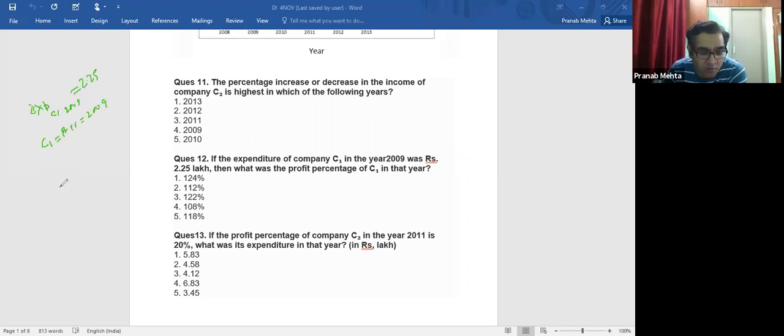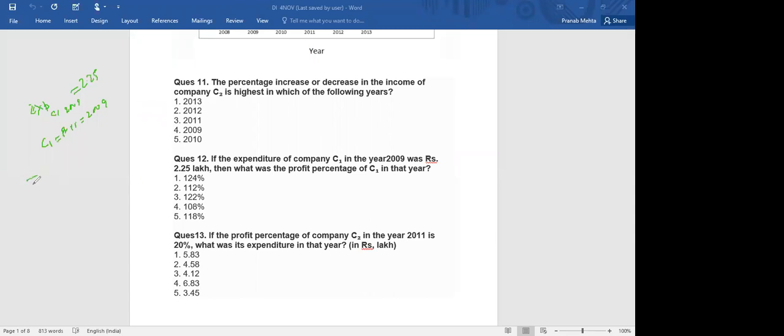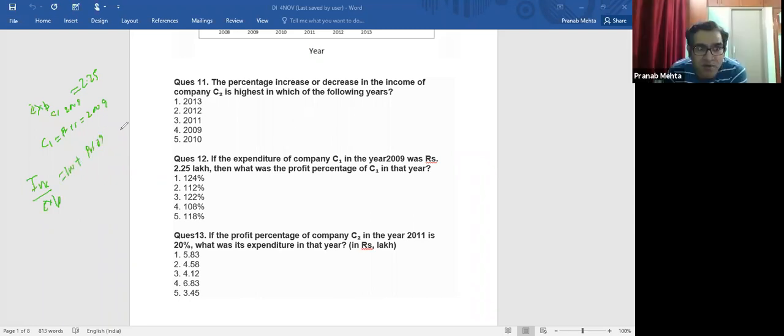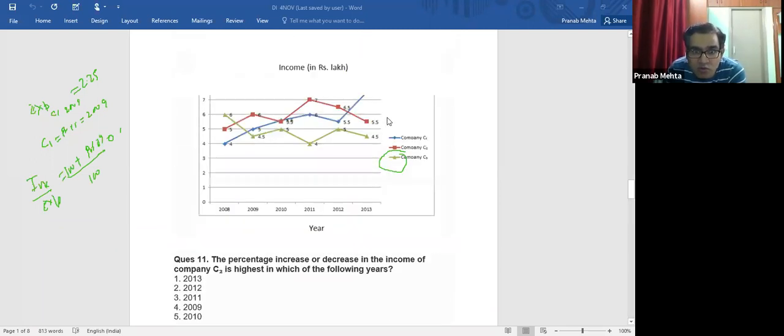Now listen here carefully. Already we have derived that formula. Can you tell me what formula we have derived? Income by expenditure equals 100 plus profit percent by 100. So the income we are talking about is for the year 2009, company C1. C1 is this one, and 2009 is here and here. So we are talking about how much?